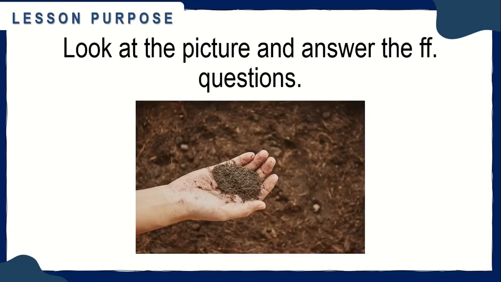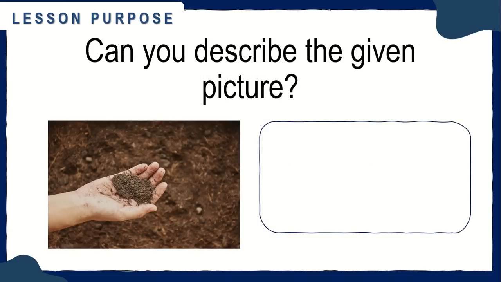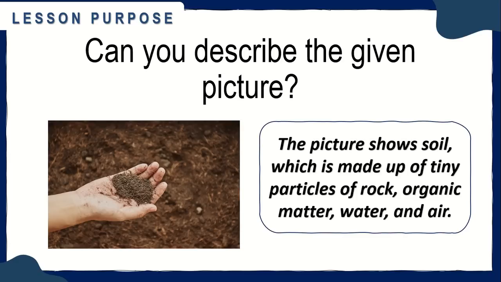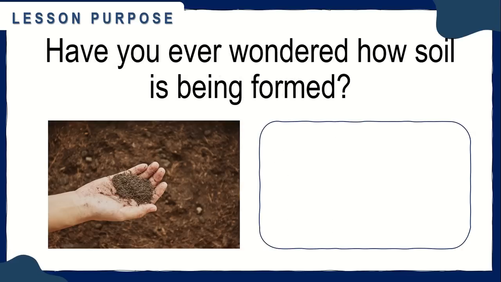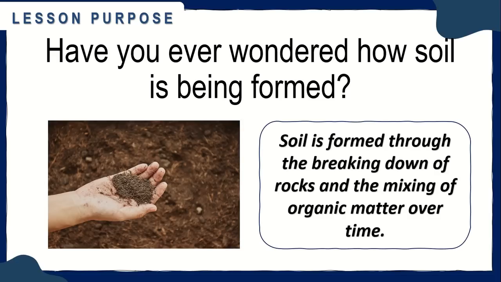Look at the picture and answer the following questions. Can you describe the given picture? You're right, the picture shows soil, which is made up of tiny particles of rock, organic matter, water, and air. Have you ever wondered how soil is being formed? You're right. Soil is formed through the breaking down of rocks and the mixing of organic matter over time.